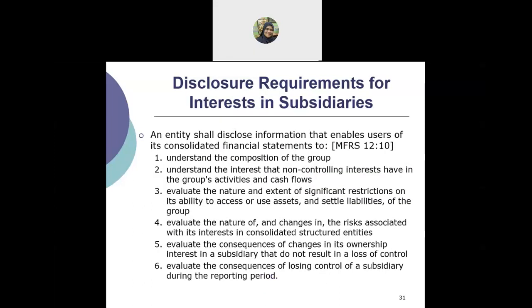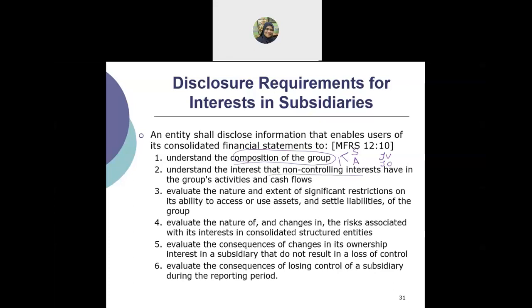So the thing that you need to disclose here: the entity shall disclose the information that enables users of its consolidated financial statements to understand the composition of the group. Composition of the group here means what types of investment they have: subsidiary, associate, joint ventures, joint operations. So you need to know what types of investment they have. Understand the interest that non-controlling interests have in the group's activities and cash flows. So we need to provide the non-controlling interest also.